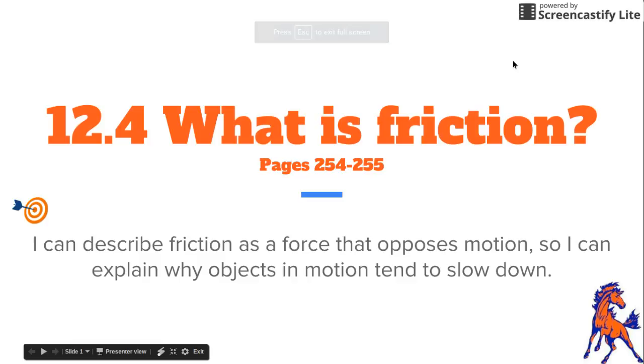Chapter 12, Section 4, What is friction? This is pages 254 through 255.